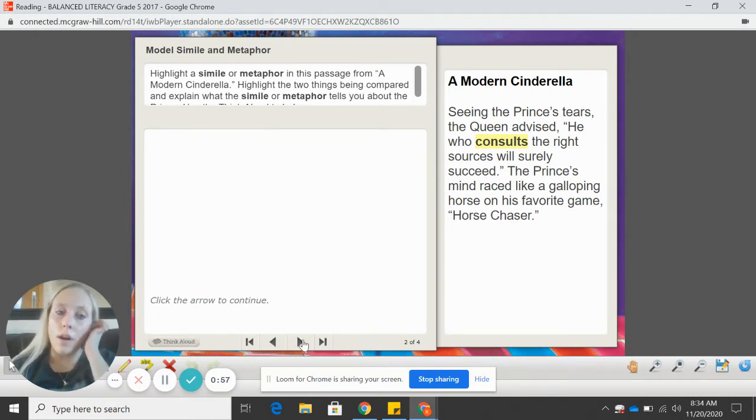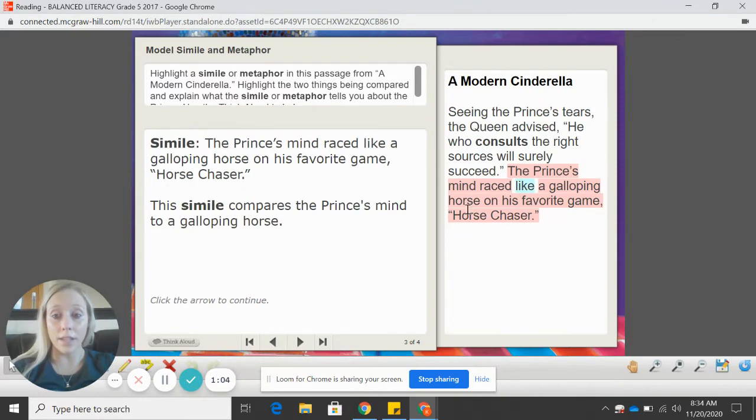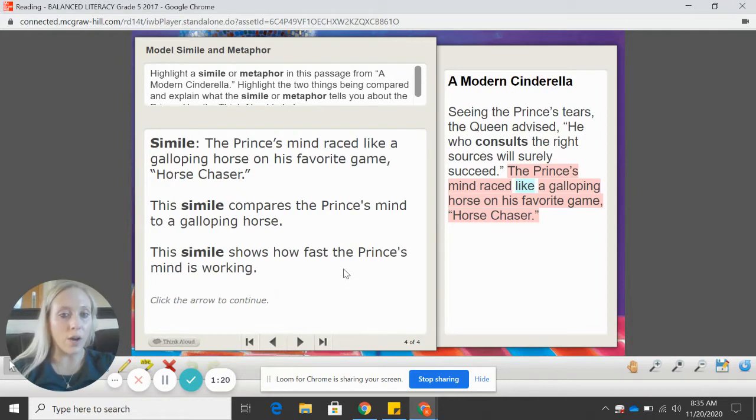Okay, so I'm going to identify what the simile or metaphor is. So it's a simile because it used the word like. The prince's mind raced like a galloping horse on his favorite game, Horse Chaser. The simile compares the prince's mind to a galloping horse. The simile shows how fast the prince's mind is working.